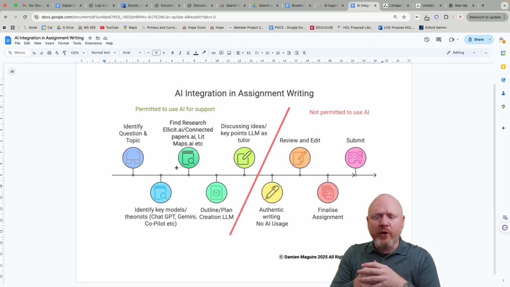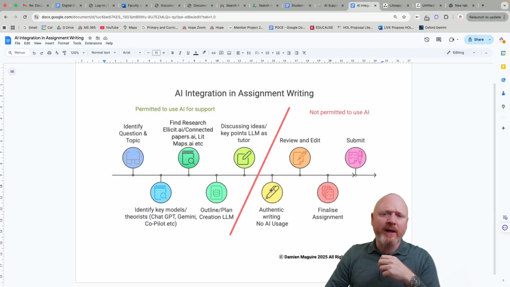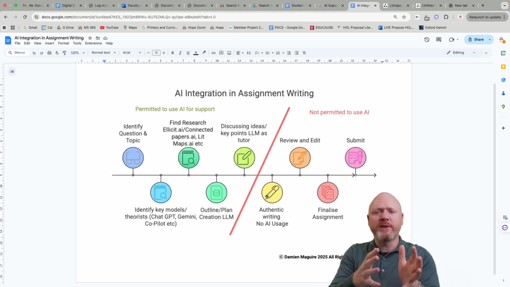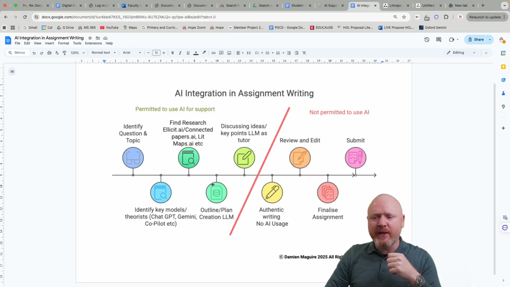What we say as a university then is that when you sit down to actually write your assignment, that is your authentic writing stage. So do not use artificial intelligence at that point. We want to hear your ideas. We want to hear your thoughts and how you synthesize the literature together and how you come up with those particular pathways. We want to see what you have learned based on the initial stage.